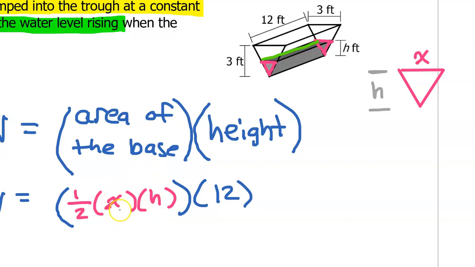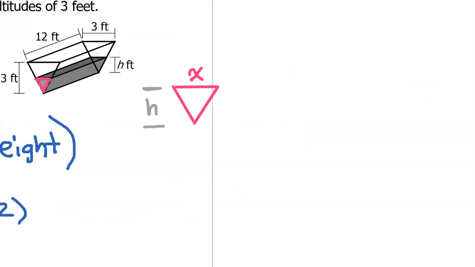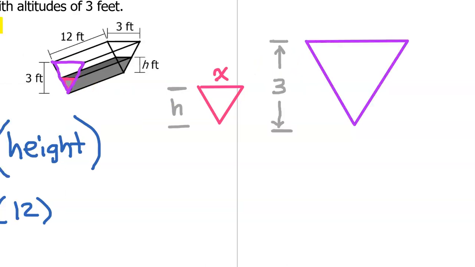So we can avoid having a new variable by using similar triangles. I've drawn this small triangle, which is the base of the watery prism. But what about this larger triangle, which is the base of the entire trough? All right, focus your eyes on this for a second. I'm going to draw a larger version of this now.